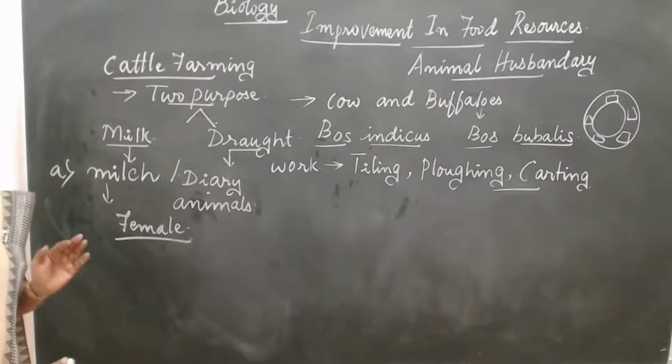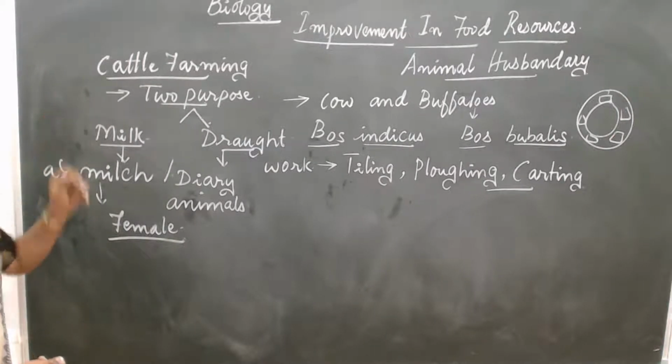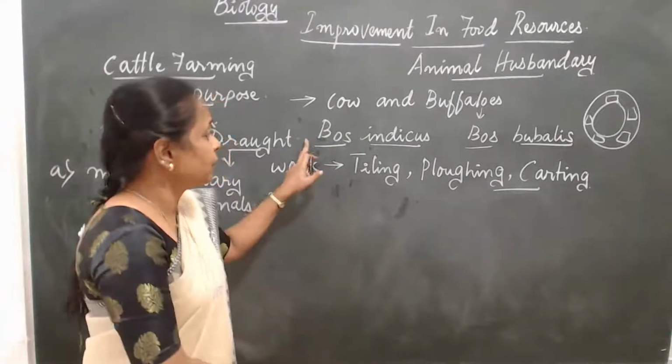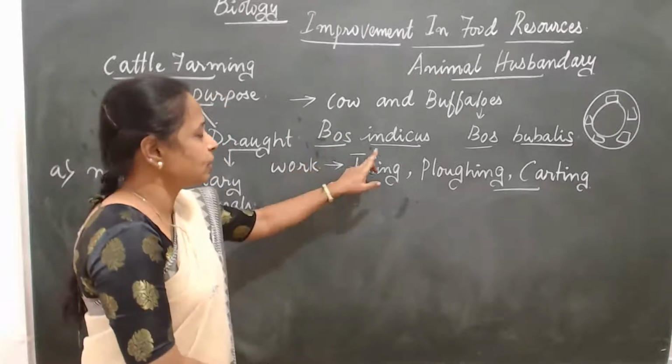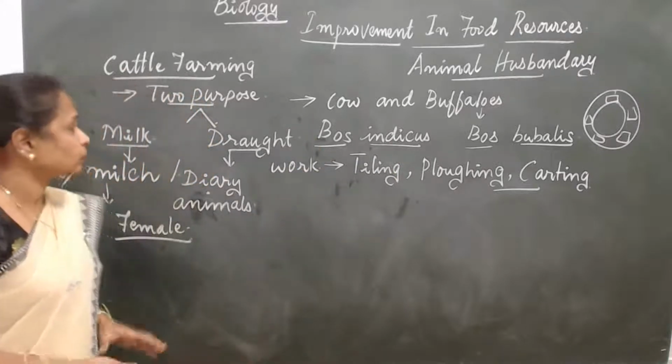Cattle farming is also called dairy farming. There are two things that can be included under cattle farming, that is the cows and the buffaloes. The scientific name is very important, that is Bos indicus and Bos bubalis for the cows and the buffaloes respectively.